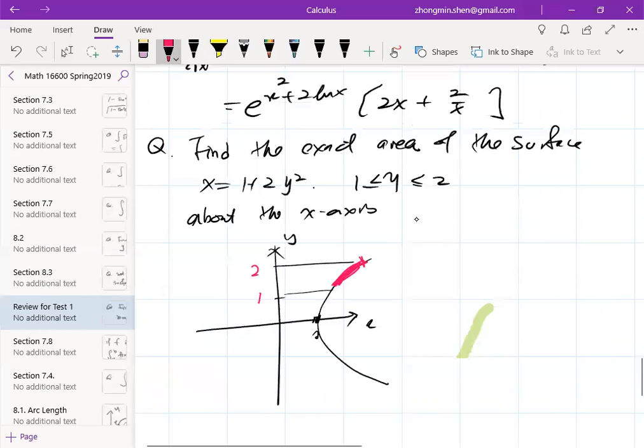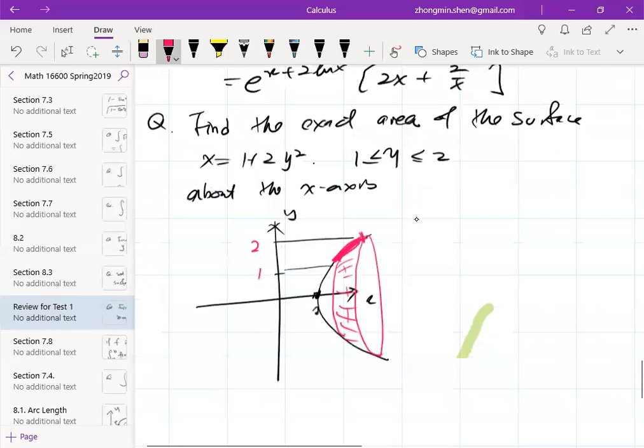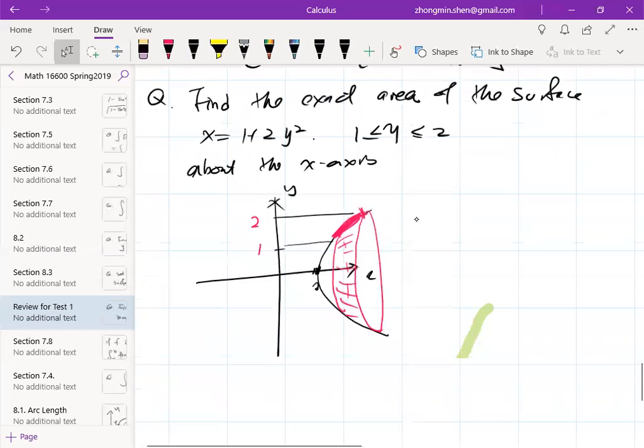And then this is a rotation about the x-axis. Got it? So first of all, identify the original piece. That is the piece we use to generate the surface. So I'm going to use this piece and write down the surface area.